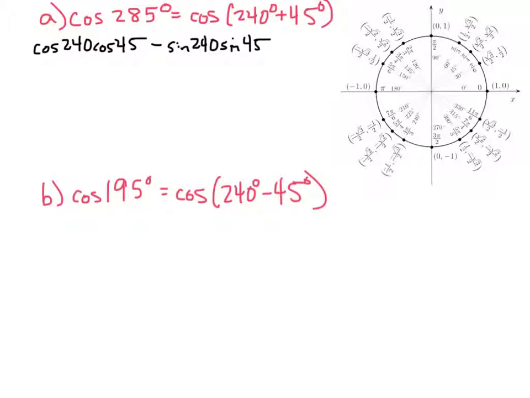Looking at the unit circle, for 240 the cosine is the x value, negative 1/2, times the cosine of 45 degrees, square root of 2 over 2, minus the sine of 240 degrees, so that's negative root 3 over 2, times the sine of 45, square root of 2 over 2.